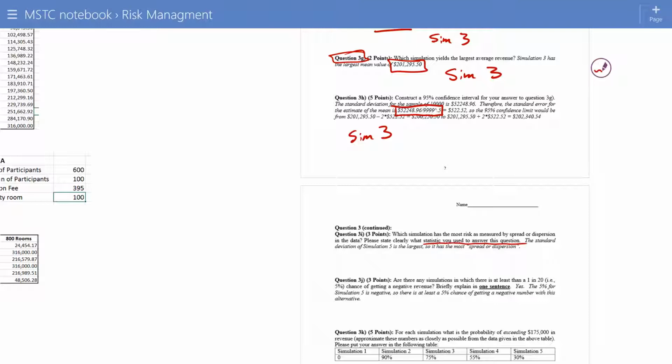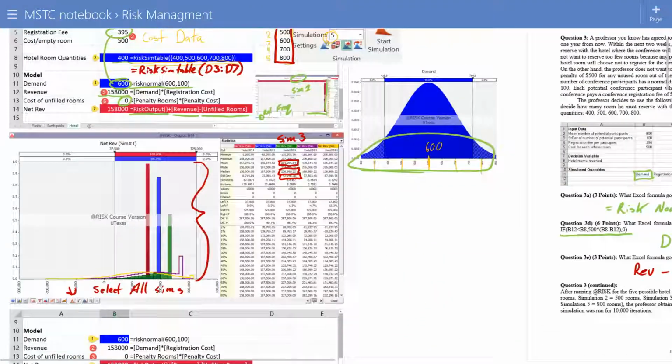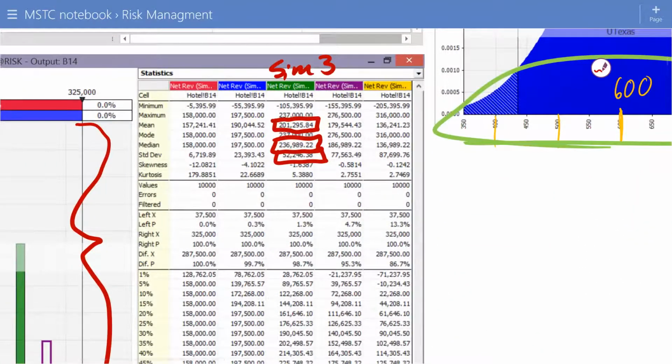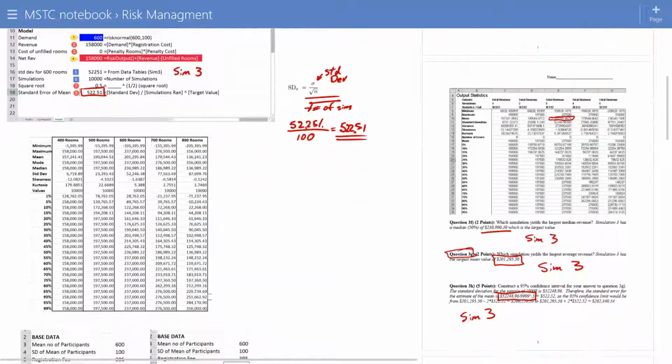Standard deviation is your measure of how spread out, or the variability that you have in the simulation. And if you simply look at the output data, you can see that the highest standard deviation is 87,699. So your answer for that is Sim 5. And you want to give some sort of reasonable rationale as to why that is the case.